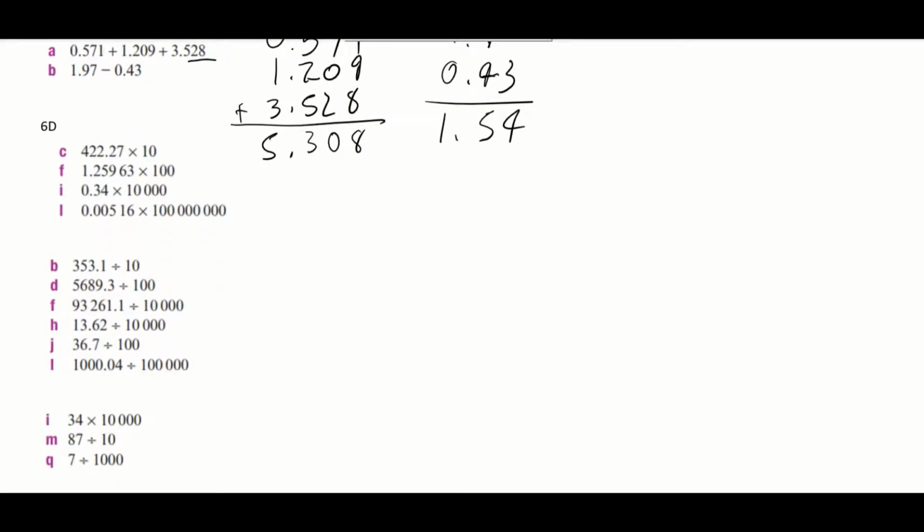Okay, 6D now. Now we're looking at multiplication of decimals. Now we know that when you times something by 10 or 100 or 1,000 or 10,000, what you're really doing is you move the decimal point. So here, if you times by 10, you move the decimal place to here, just 1 over because there's 1 zero. So it would be 4,222.7. Here, there'd be 2 zeros, so you go 1, 2, and you put the decimal place in there.